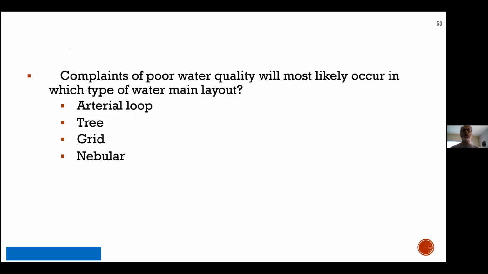So complaints of poor water quality most likely occur in what type of water main layout? The arterial loop, tree, grid, or nebular. Now remember, your exam's multiple choice as well. The tree system, right? That's the one that is only one-way supply with lots of dead ends. So this question is not about hydraulics, but about water quality.